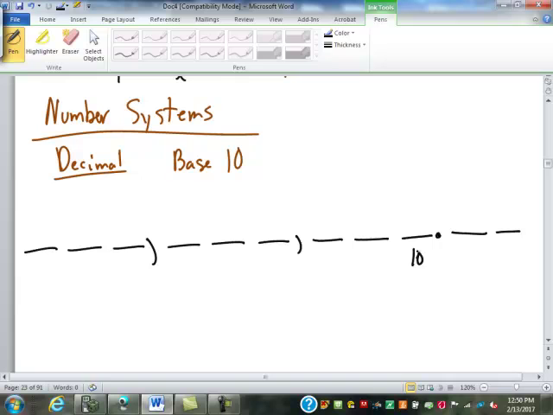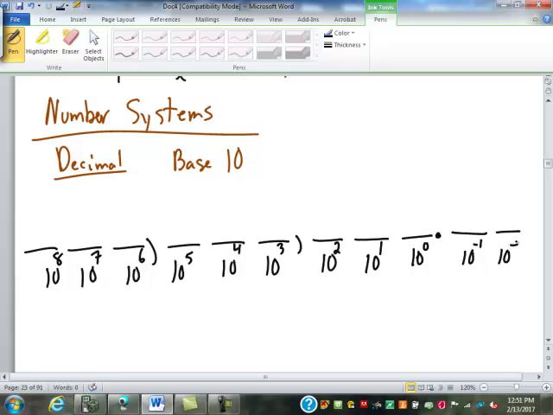The ones place is 10 to the 0, because anything to the power of 0 is 1. Tens place is 10 to the 1. 100s is 10 squared. Thousands is 10 to the third, 10 to the 4th, 10 to the 5th, and so on. The tenths is 10 to the negative 1, which is 1/10, 10 to the negative 2 is 1/100th, and so on. We're not going to deal so much with the decimals, but we are going to deal with everything in front of the decimal point. This is base 10.